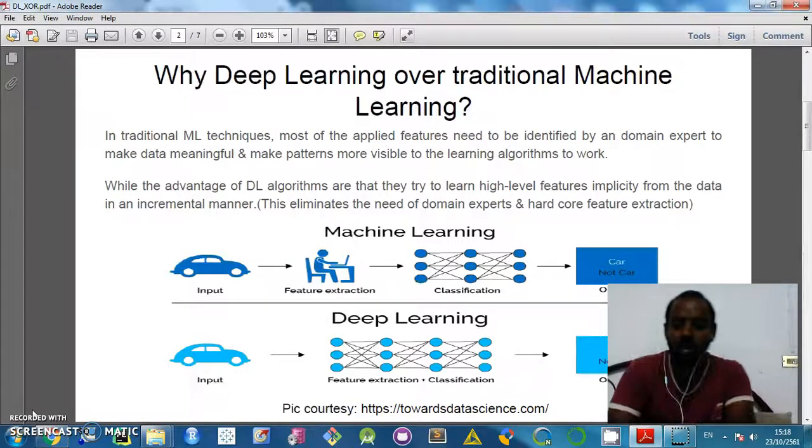The figure demonstrates a simple use case where the input is a car. In traditional machine learning, you have a human that extracts the features and then builds a classification model around that data to predict whether the input is a car or not. On the contrary, if you see the figure at the bottom, for deep learning, the feature extraction and classification is done by the deep learning algorithm itself.